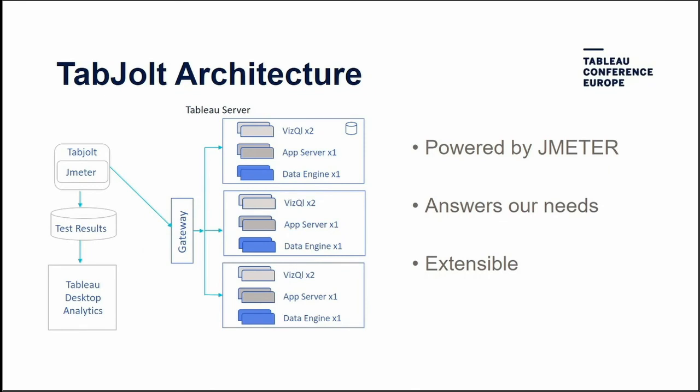And this is what the architecture of TabJolt looks like. So you run TabJolt on its own machine, separate to your Tableau server environment. It's powered by something called Apache JMeter, which is a Java application designed to do exactly this, load test functional behavior and measure the performance you get back from it. When you do a TabJolt test, the results are written to its own Postgres database, which means it's really easy to then analyze the results of that TabJolt test using Tableau Desktop.